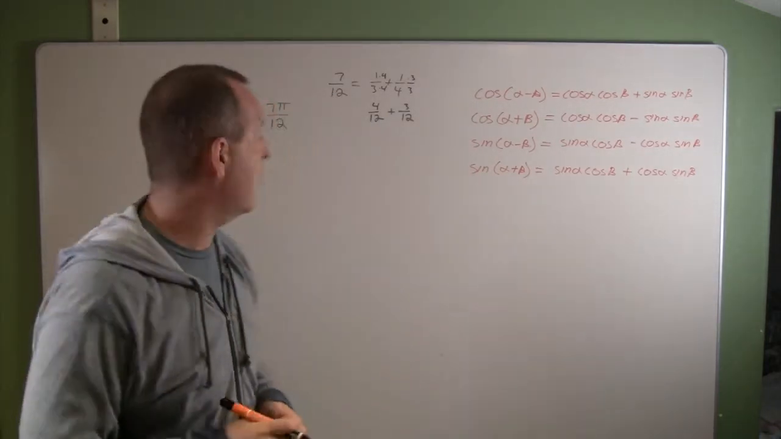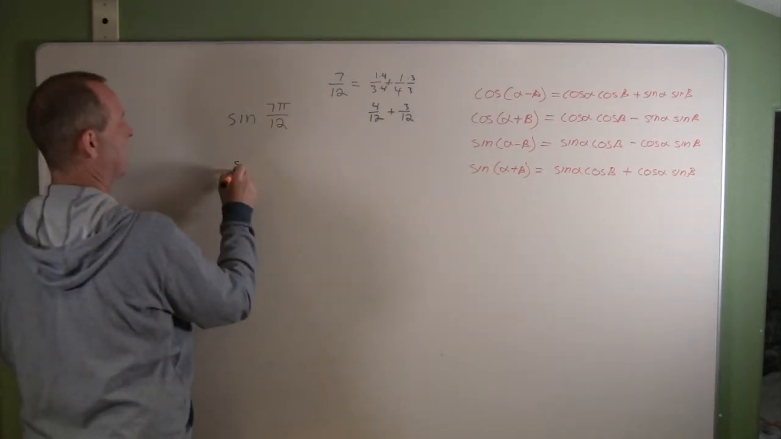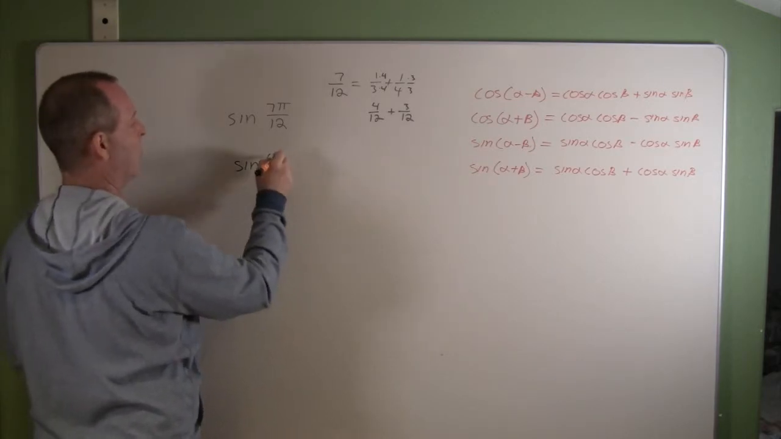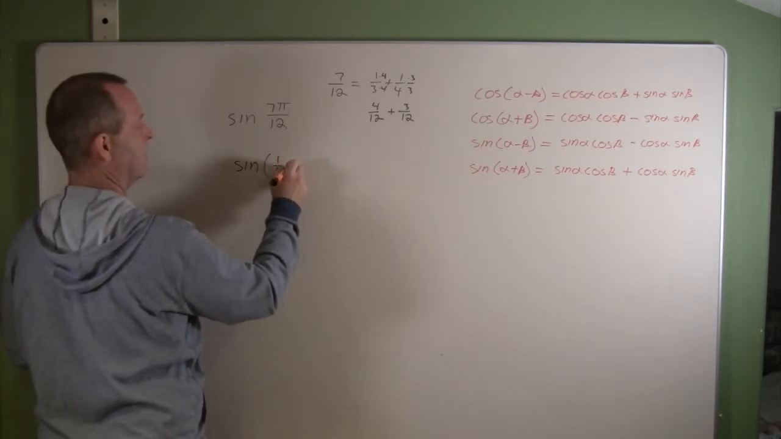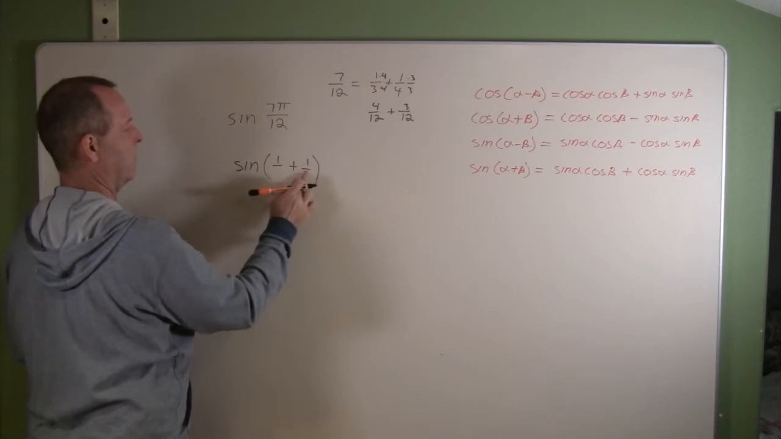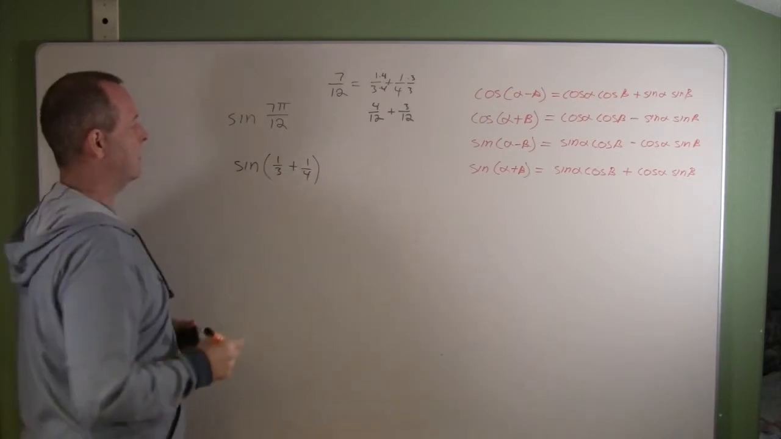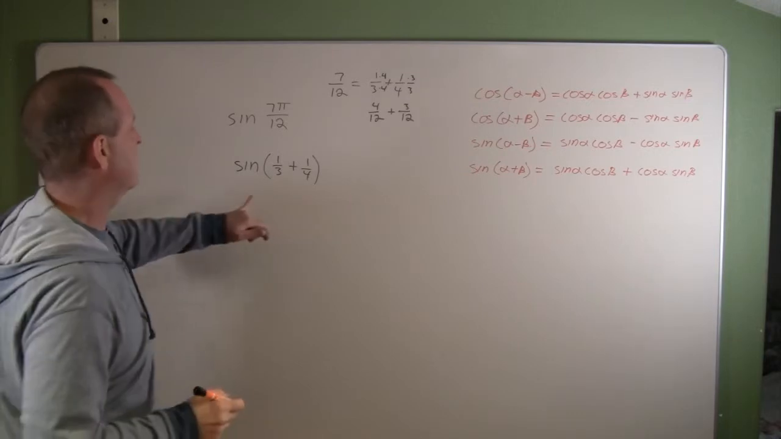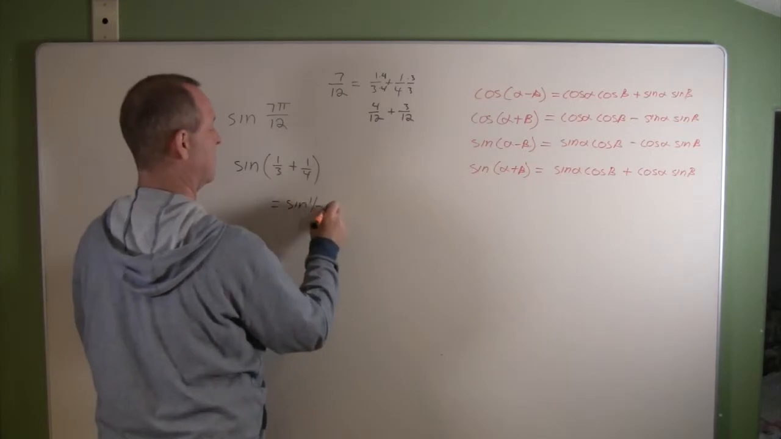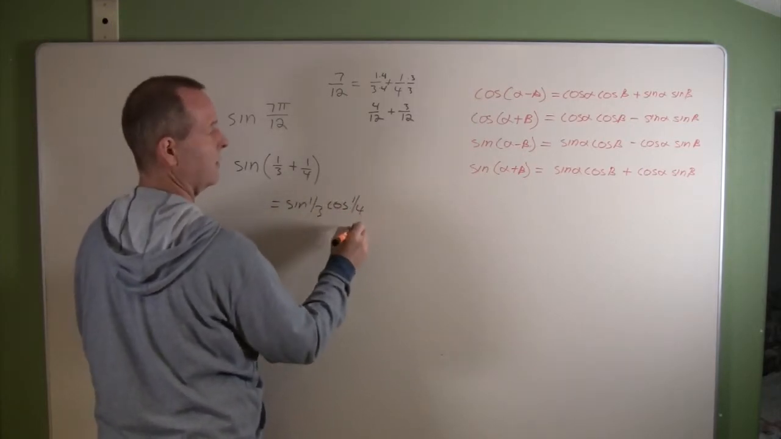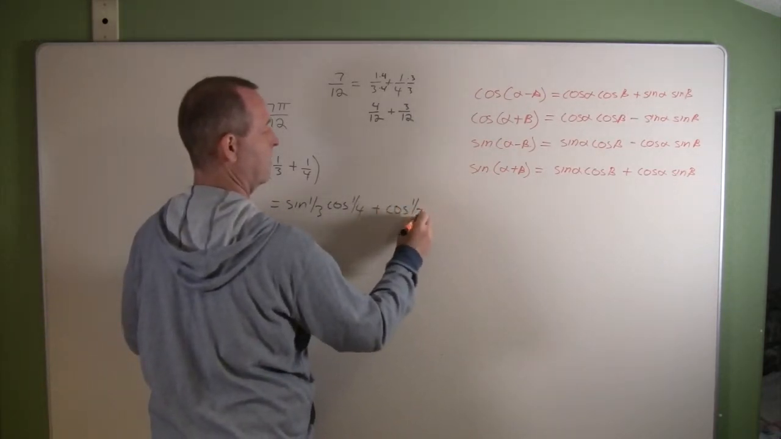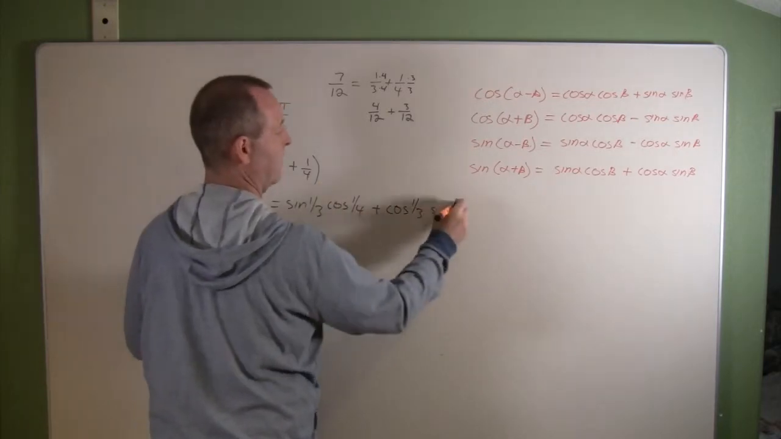What that allows me to do right now is rewrite the sine of 7 pi over 12, where alpha is, in this case, 1/3 pi and beta is 1/4 pi. So I can rewrite this as the sine of alpha plus beta. This becomes the sine of 1/3 pi times the cosine of beta, which is 1/4 pi, plus the cosine of alpha, which is 1/3 pi, times the sine of beta, which is 1/4 pi.